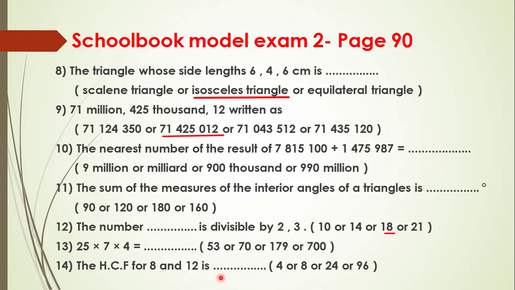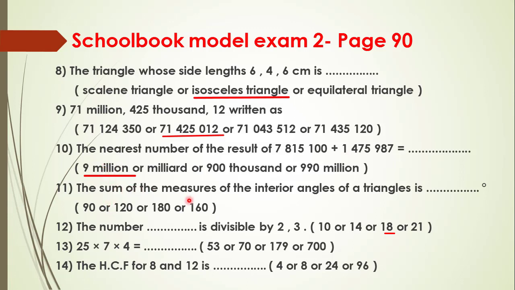Number 10. The nearest number of the result of 7,815,100 plus 1,475,987 is. Here we have approximately 8 million plus 1 million. It means 9 million. So I'll choose the first choice here, 9 million.